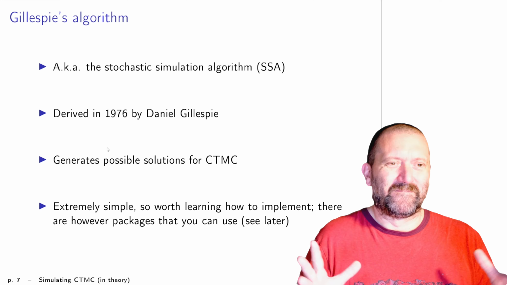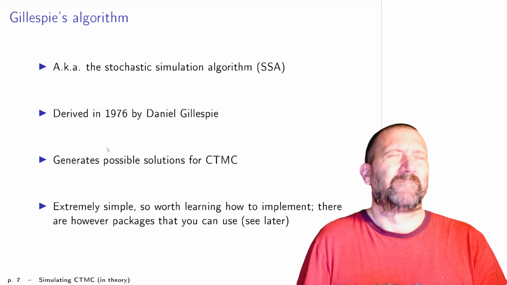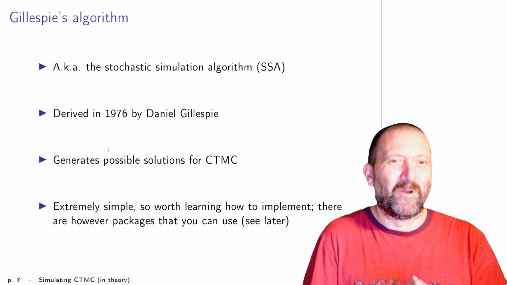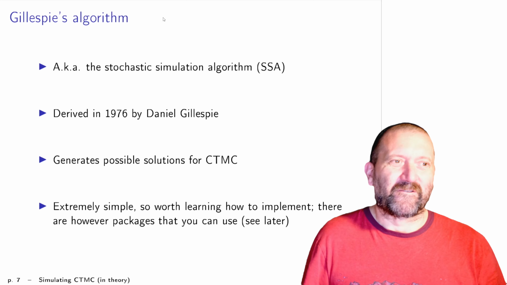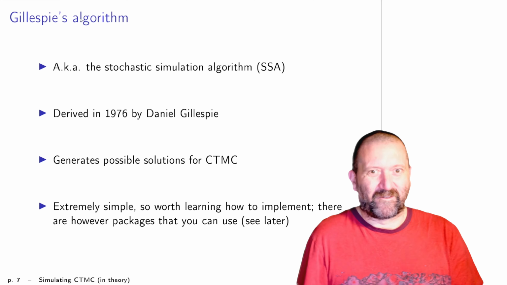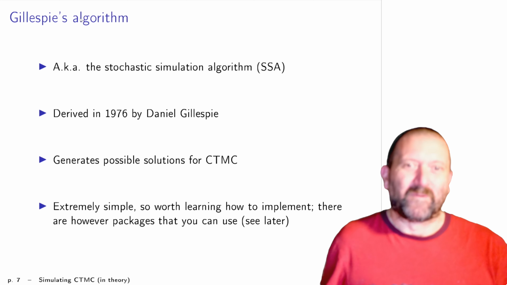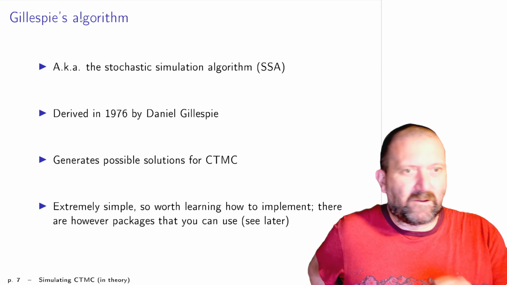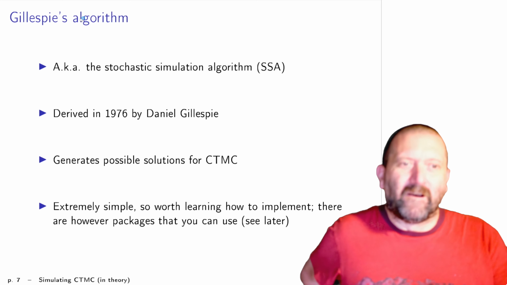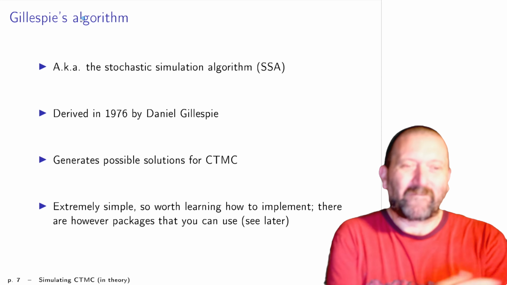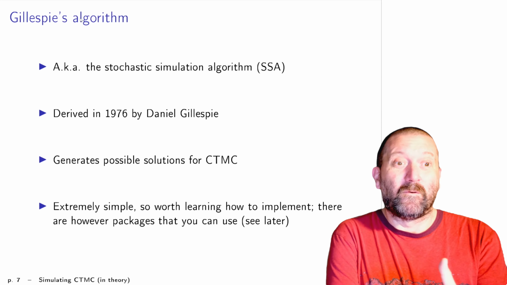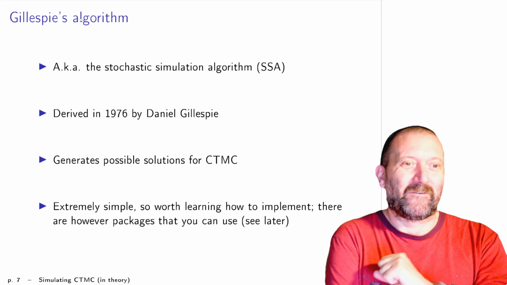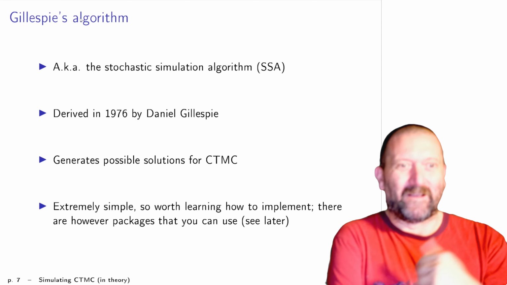I don't remember, there's another name in physics, for example. The algorithm bears a number of names, but essentially I'll just call it Gillespie because that's who came up with that specific implementation. It's an extremely simple algorithm, and I'm going to show you how to write that algorithm, even though later in these slides I will be arguing that you should probably be using a package that does it.